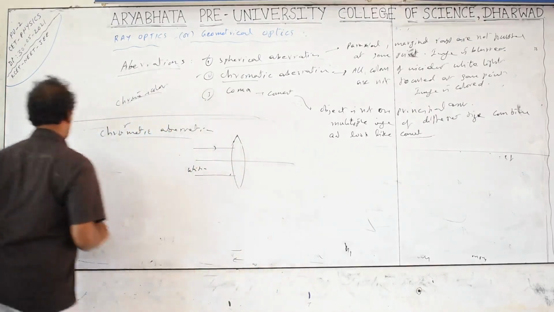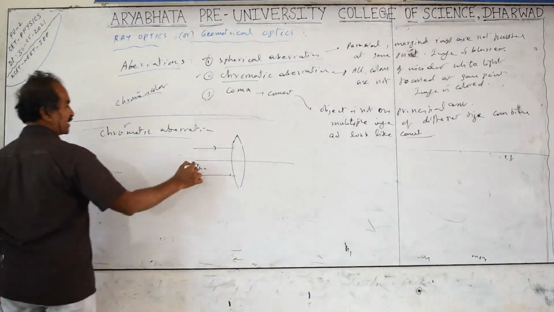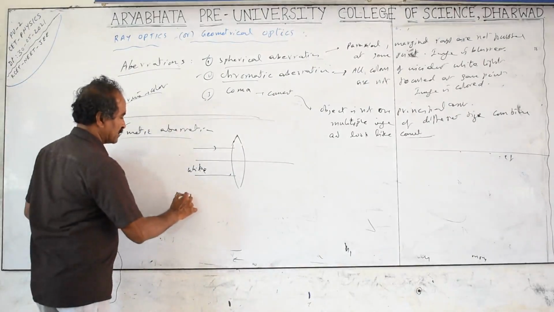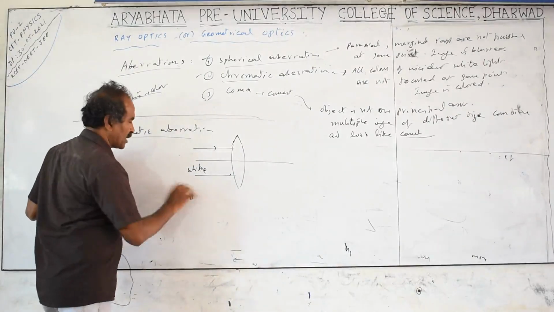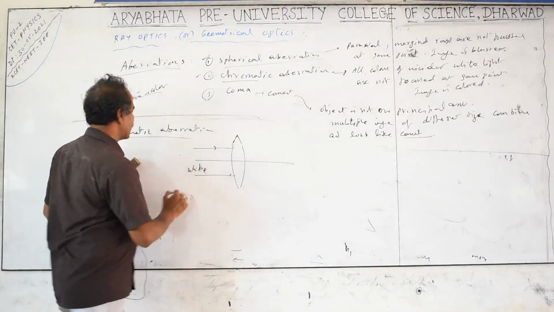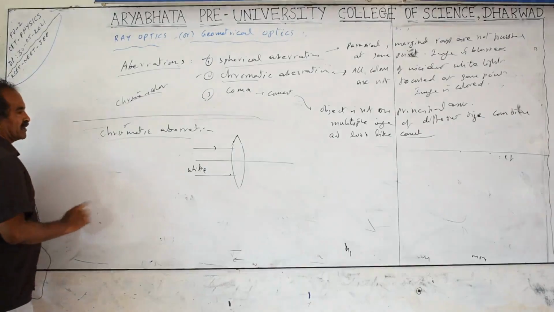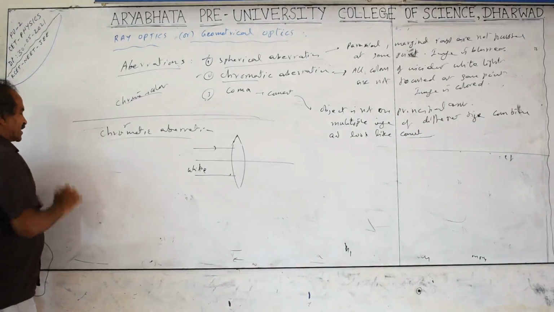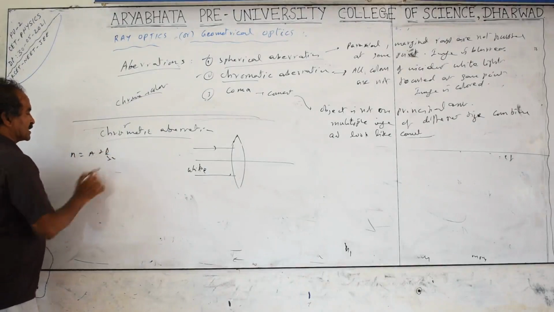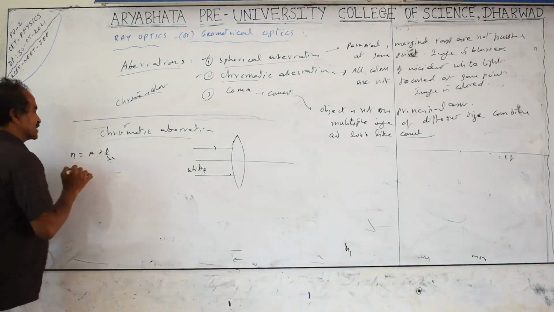But the refractive index is not the same for all the wavelengths in white light. White light is a combination of 7 colors, or you can take the basic colors RGB, red, green, blue. If you combine equal quantities, that also becomes white. Whatever, it is a composite light. Wavelength is inversely related to the refractive index. Refractive index is equal to A plus B by lambda square and so on. As lambda increases, the refractive index decreases.